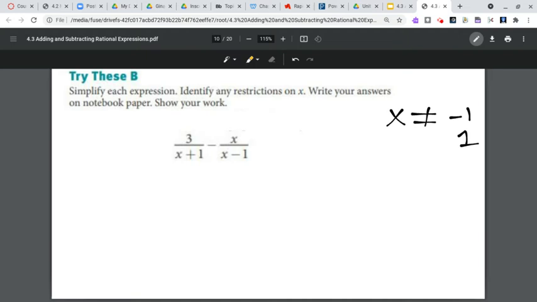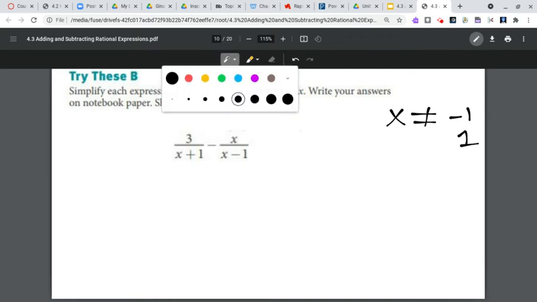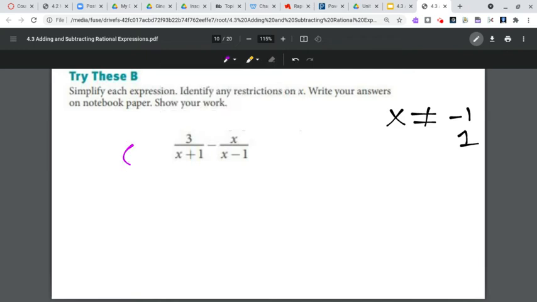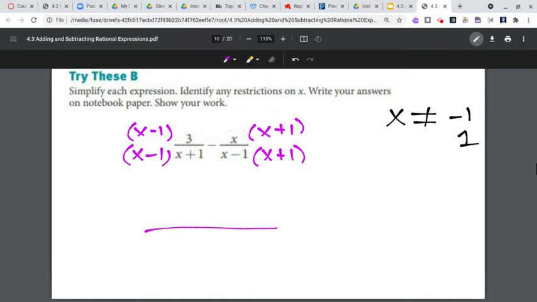In order to add fractions, I need to have a common denominator. So my common denominator here is going to include both x plus 1 and x minus 1. So I'm going to multiply on the left-hand side by x minus 1 in the denominator and in the numerator. And on the right-hand side, I'm going to multiply by x plus 1 in the denominator and the numerator. I'm going to go ahead and carry through and understand that my denominator is now x minus 1 times x plus 1.